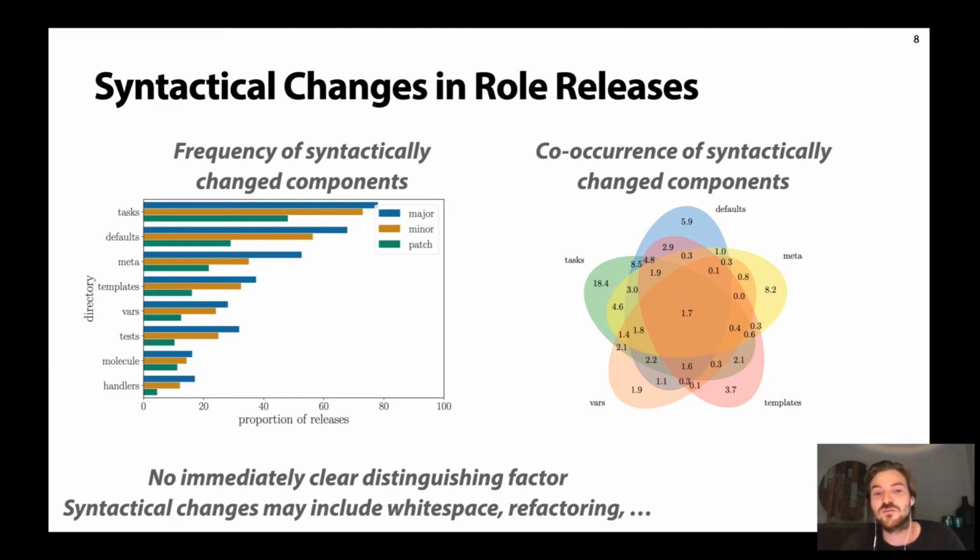For example, default variables are edited on their own in about 6% of releases, but 8.5% of releases actually change both the default variables and tasks. So these changes kind of codepend on each other, and unfortunately, because of that, we don't really find anything that stands out as saying this type of change only happens in a major release and is therefore a breaking change, or this type of change rarely happens in a patch, so this is likely the addition of a feature. Of course, we also have to keep in mind that syntactical changes may include things like whitespace changes, refactorings, and other sorts of things that aren't really of interest to our question.